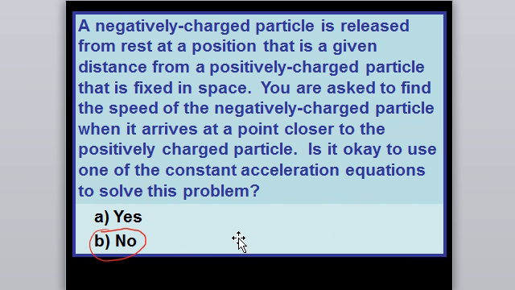Alright, I do want to go back to this one. I don't have a follow-up question. So how would you do it? Well, I would use conservation of energy. You're asked about the point when it arrives at a point. So you need to know how far the closer point is to the positively charged particle, and how far the release point is away from the positively charged particle, and then you can say the total energy in the before picture is equal to the total energy in the after.